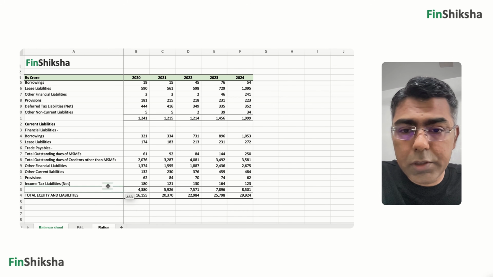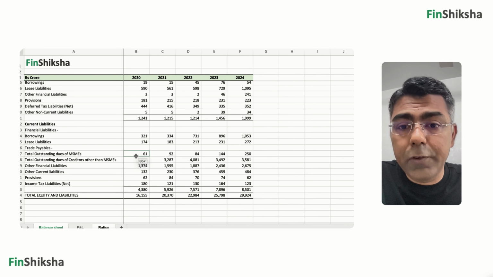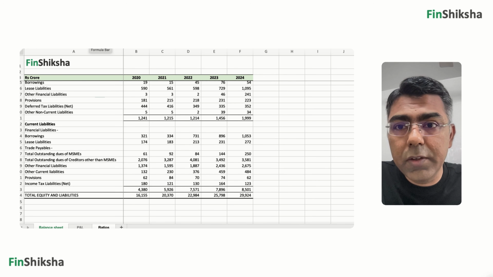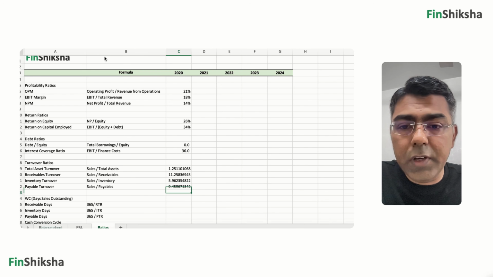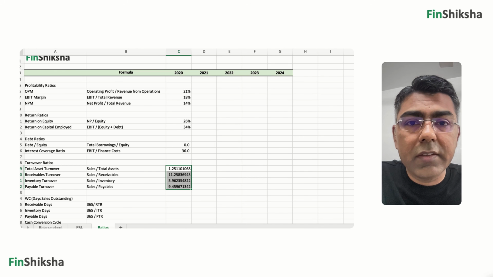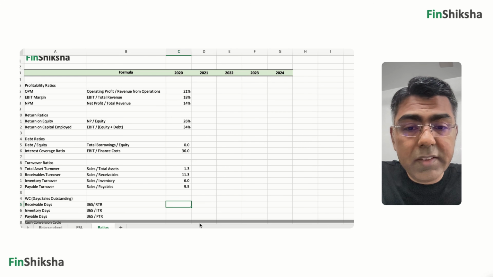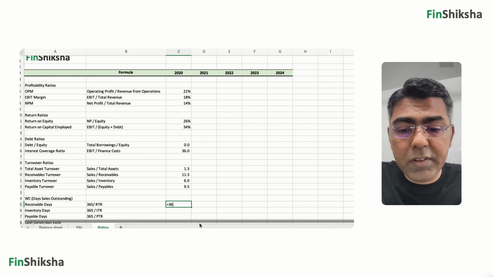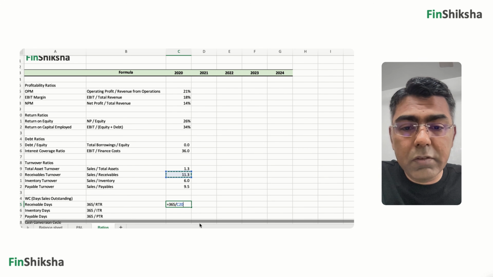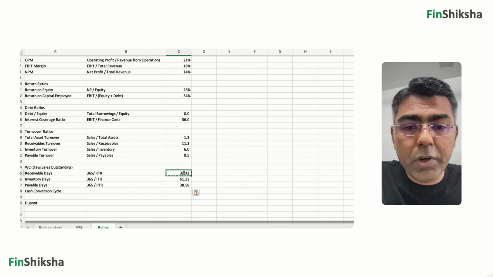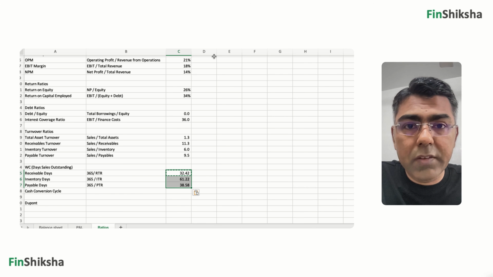So here I have to add two of them. Right, so let's do this, MSMEs plus this, and then let's put a bracket on this. So it gives me the answer here. So these are my turnover ratios that we have calculated. Let's format them as well. And in terms of days sales, 365 divided by receivable turnover, payable turnover, and so I get these data points. I can again keep it consistent.